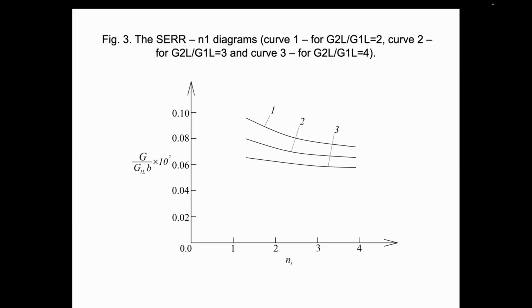Figure number 3 shows variation of the strain energy release rate that is caused by two factors, N1 and G2L to G1L ratio. The variation observed is characterized by reduction of the strain energy release rate with growth of both N1 and G2L to G1L ratio.